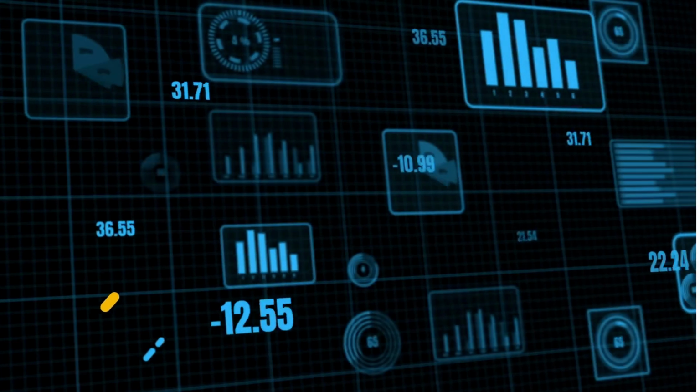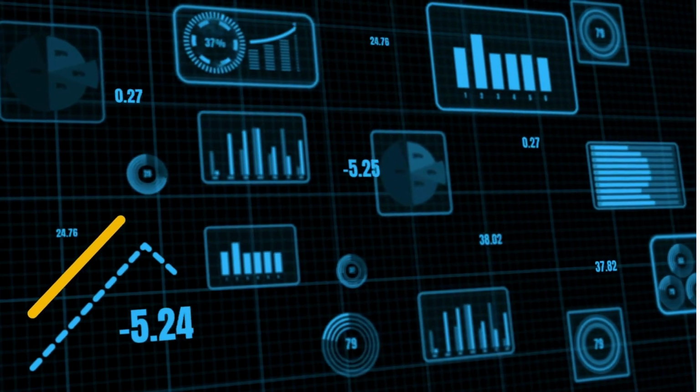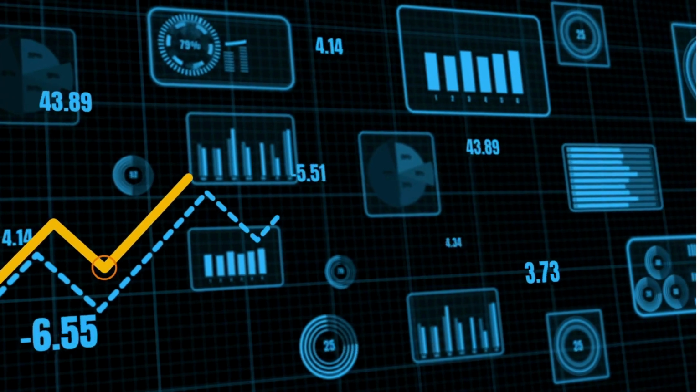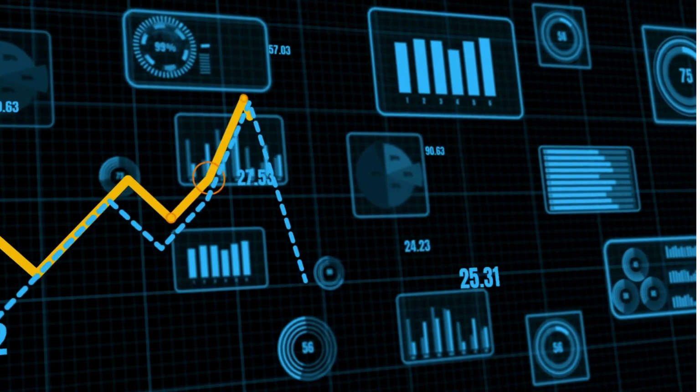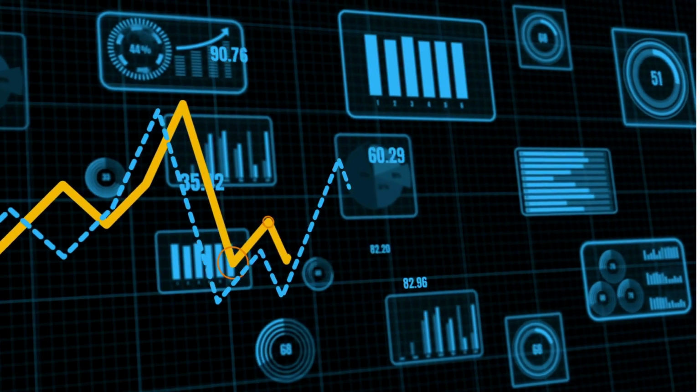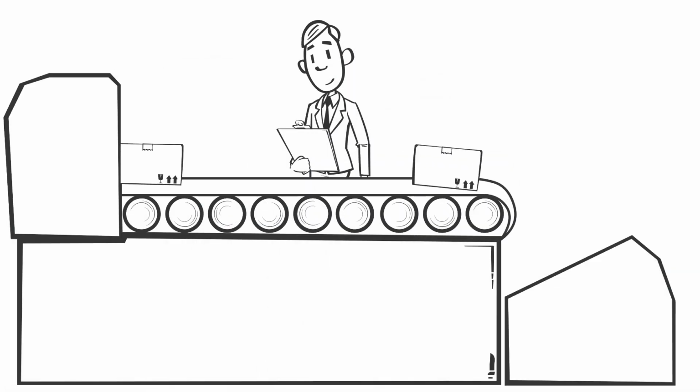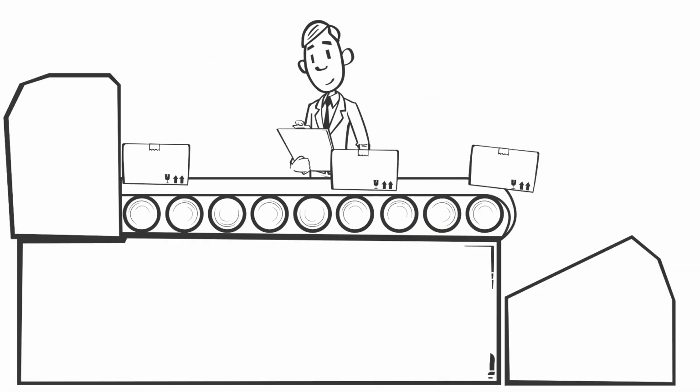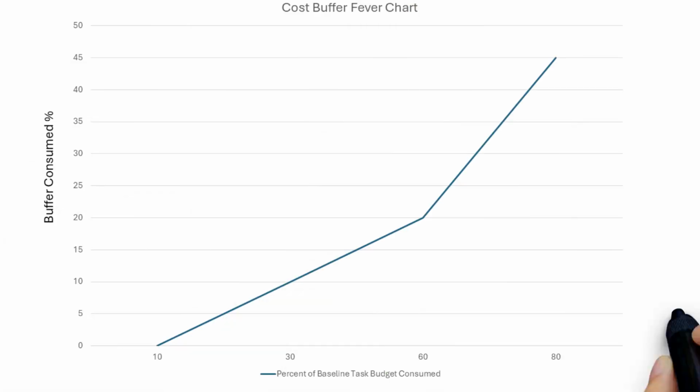But simply adding buffers isn't enough. Leach emphasizes that you have to manage these buffers continuously. You track how much of the buffer has been consumed and act before it's too late. Let's see this in action. Adam, our project manager, is tracking a critical project. He sees that the buffer is being consumed faster than expected due to unexpected delays in resource availability.